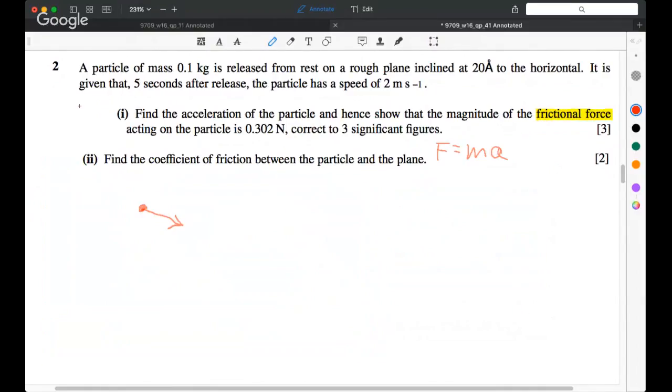So let's imagine this particle still lying on the inclined plane. We know that one of the forces acting on it is the component of gravity parallel to the plane, and that's g sine 20. What other forces are hindering the motion? Friction. Frictional force. Let's call it F.